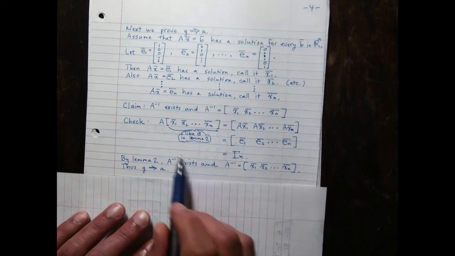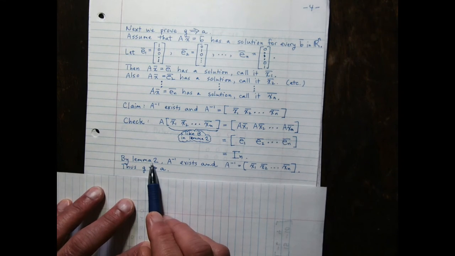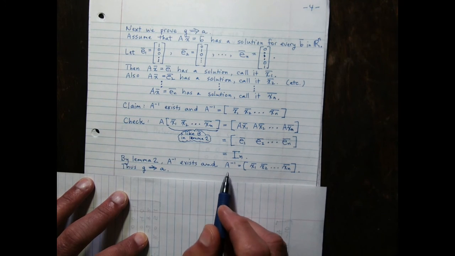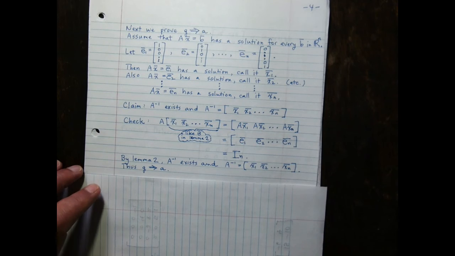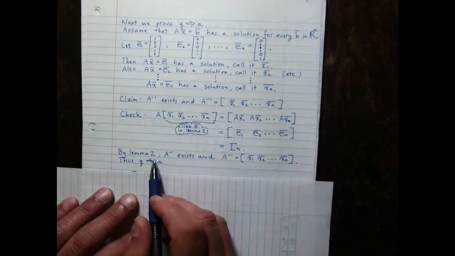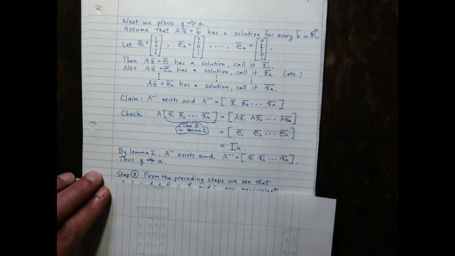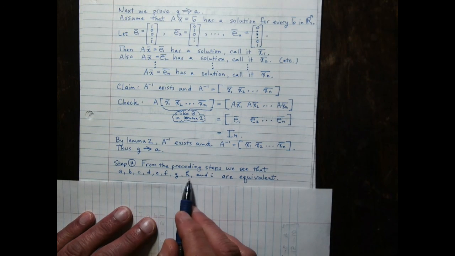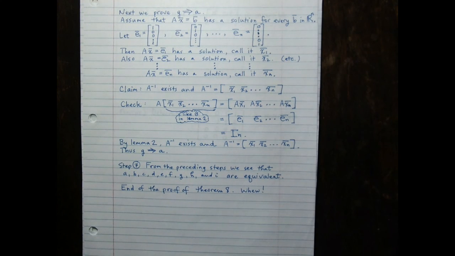Now, we've shown that if you multiply on one side, you get the identity matrix. Where we need the lemmas is, why does that imply that if we multiply the other way around, we also get the identity matrix? That's a little bit subtle logic that you'd have to talk to me about if you wanted to really get it down. But that's why this does give us G implies A. So A and G are equivalent. And so from the preceding steps, we see that A, B, C, D, E, F, G, H, I are all equivalent to each other. And that's the end of the proof of Theorem 8.